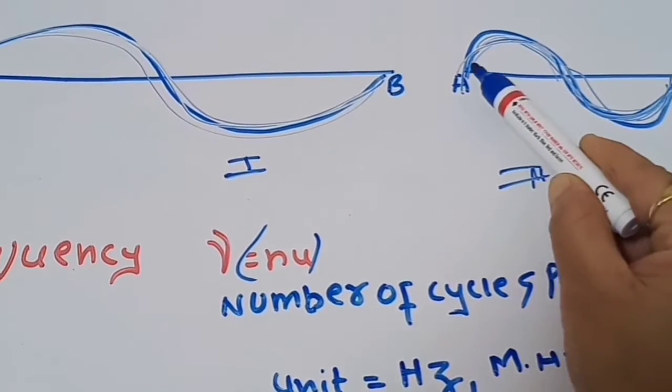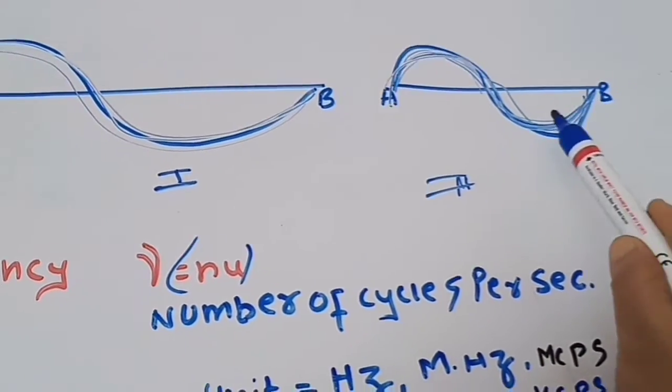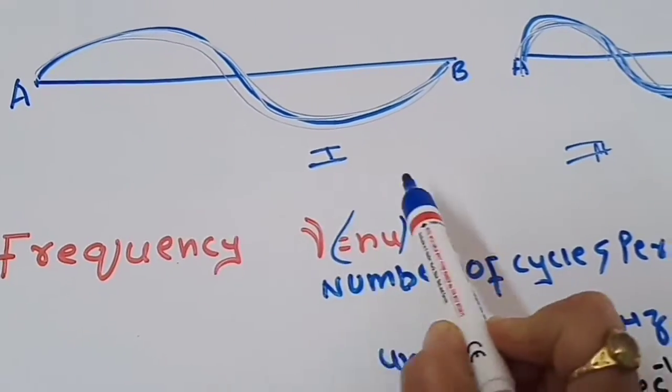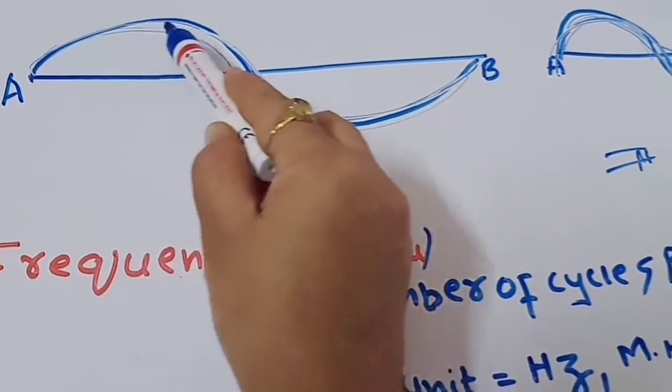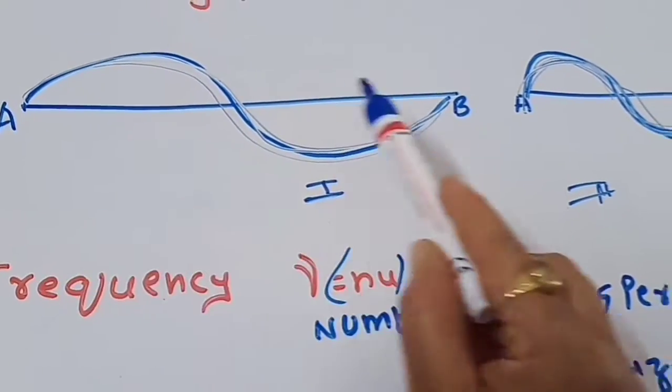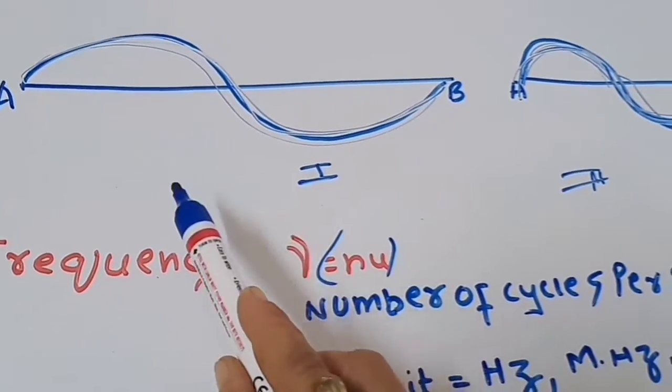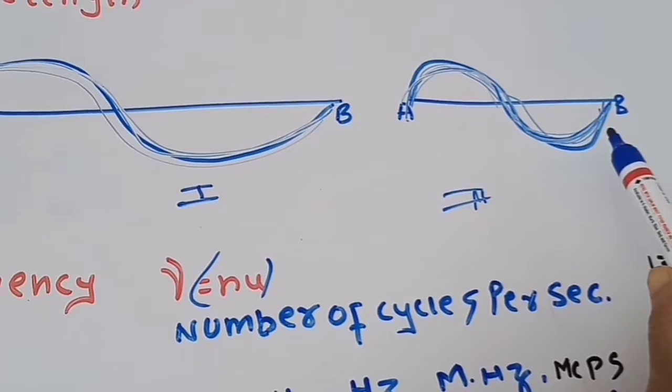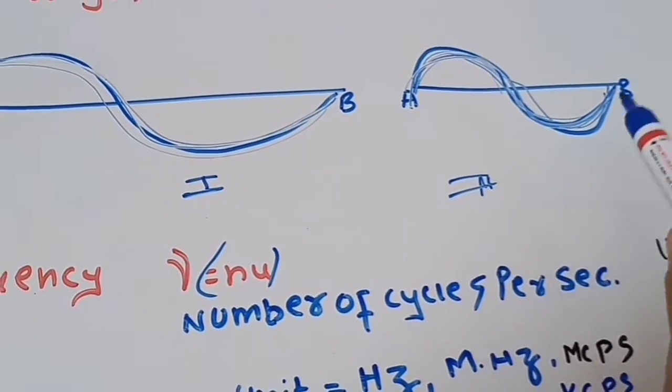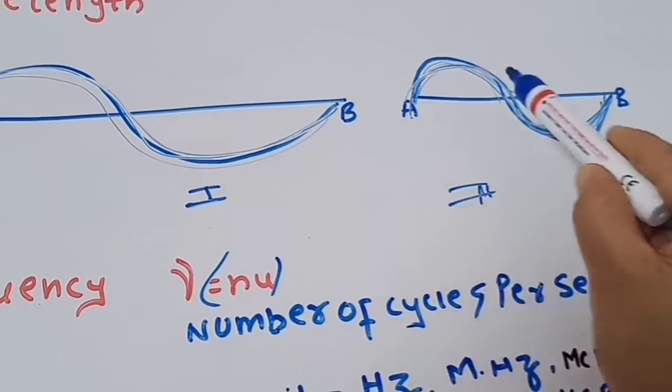In one complete cycle, we have to cover one crest and one trough. And if we see the first part, it will take more time to complete this cycle. Means if the length is more, our frequency will be less, and if the length is small, the frequency will be very, very high. You can complete the cycle quickly.